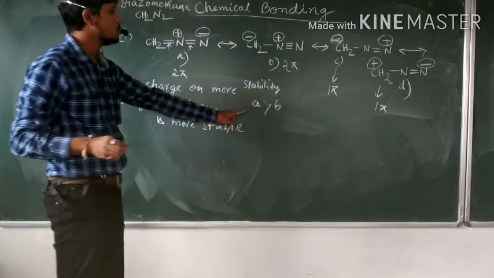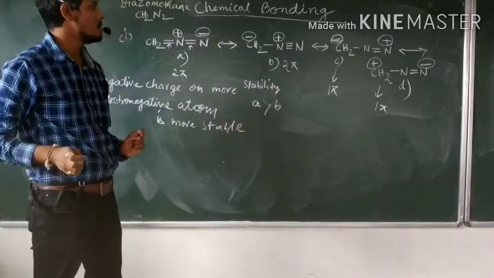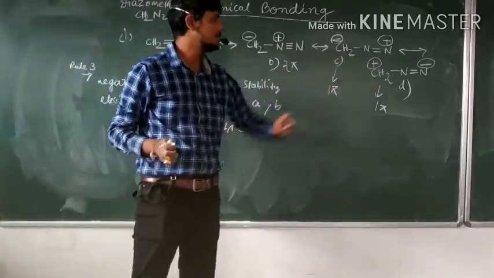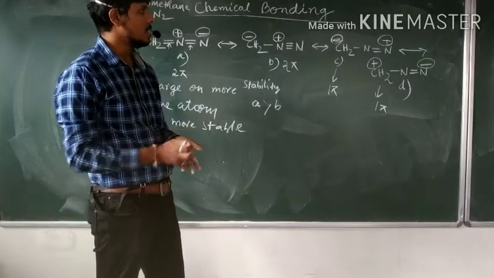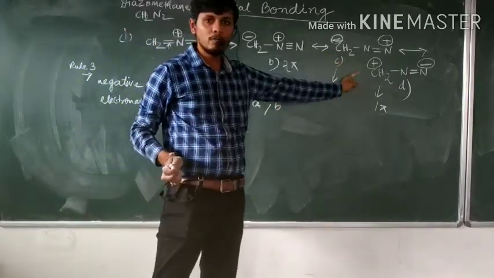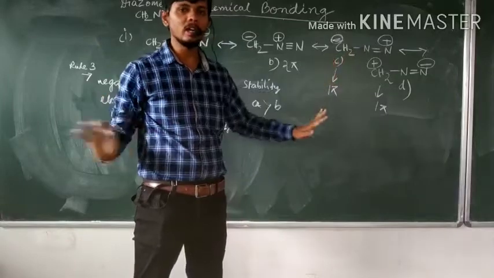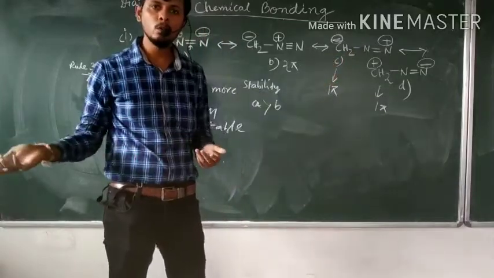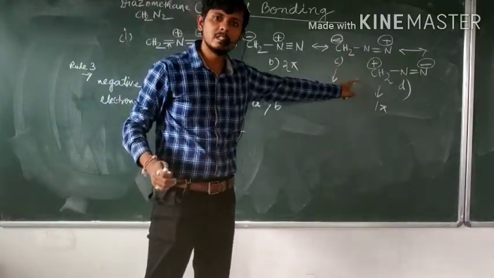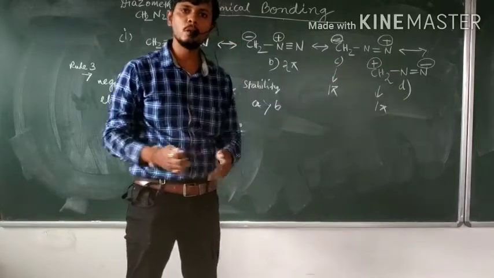A is more stable than B. Okay. Now let us see C and D. So again, they have the same number of pi bonds, 1 pi bond, so I can't compare in the first rule. Again, go to rule 2. Both have formal charges. I can't compare them on the basis of formal charges also.